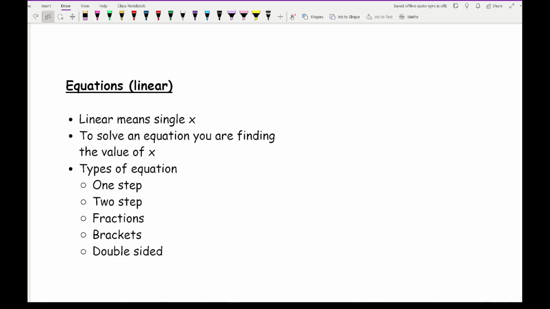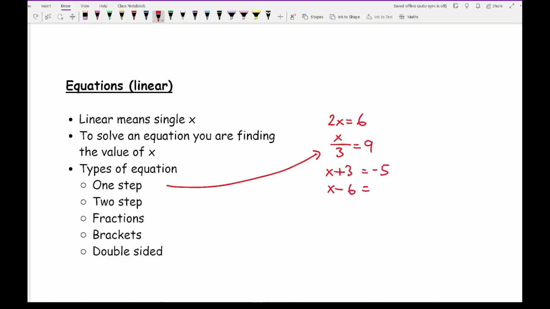Now, in terms of the types of equations you can get that relate to linear equations, obviously you're looking at one-step equations. Now, again, I can't go through all of them, but there will be some good exam question examples of these in a link that I'll put at the end of the video. So one step will basically involve either 2x equals, let's say 6, x over 3 equals 9, x plus 3 equals minus 5, and x minus 6 equals 10. You also could have a negative x, but that's generally one step where you've just got to do one mathematical operation to find out what x is.